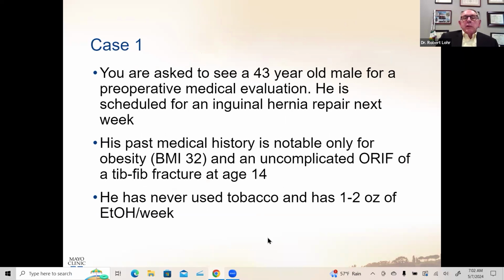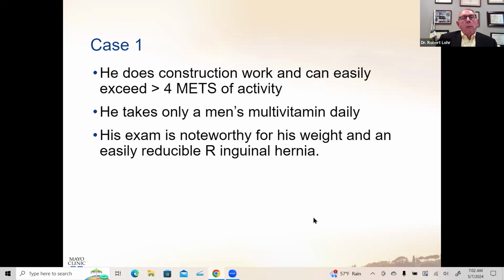The first one, you're asked to see a 43-year-old male for a preoperative medical evaluation. He's scheduled for an inguinal hernia repair next week. Past medical history is notable only for some obesity. He's a little bit heavier than he should be. And he had an uncomplicated ORIF, that's open reduction internal fixation of a tib-fib fracture when he was a teenager. So really pretty unremarkable past history. He doesn't use tobacco and he drinks very little alcohol.